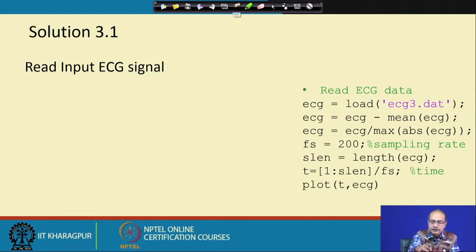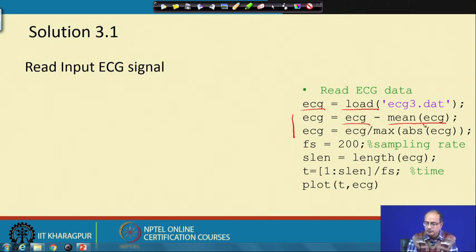So, here first we load the data in a variable named ECG, and then we try to normalize that. The second and third lines are for the normalization. First we make the signal zero mean, so we subtract the mean from the ECG signal, and then we divide it by the maximum absolute value. The ECG signal now has to be restricted within -1 to +1 after this operation.